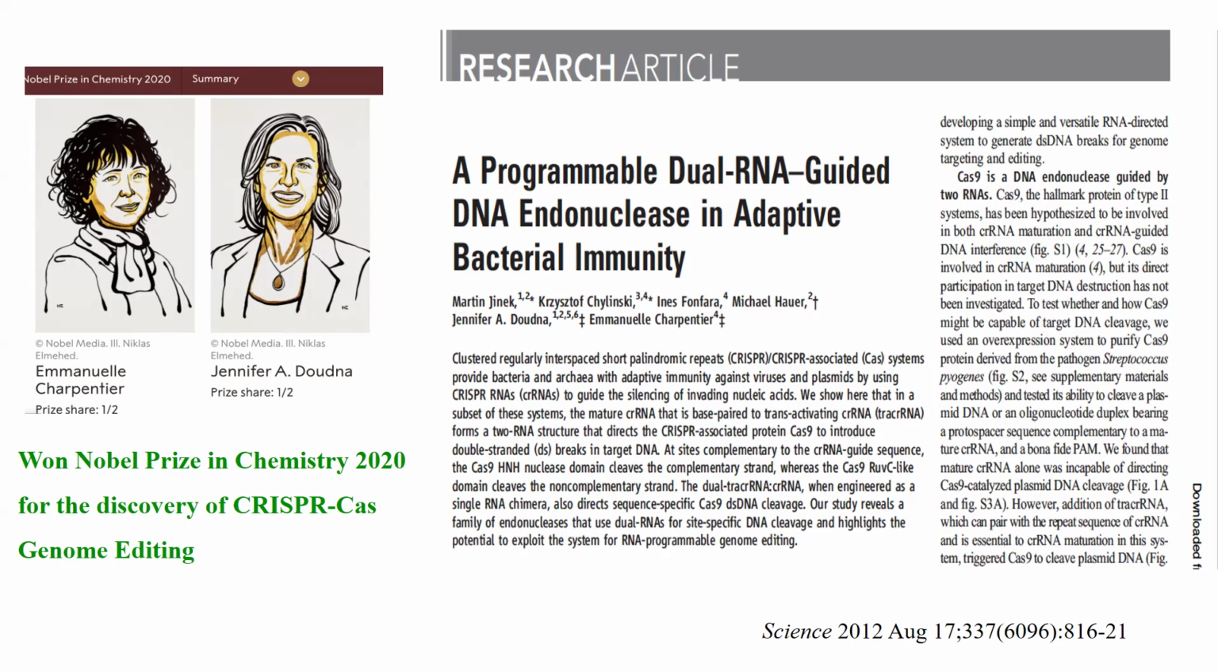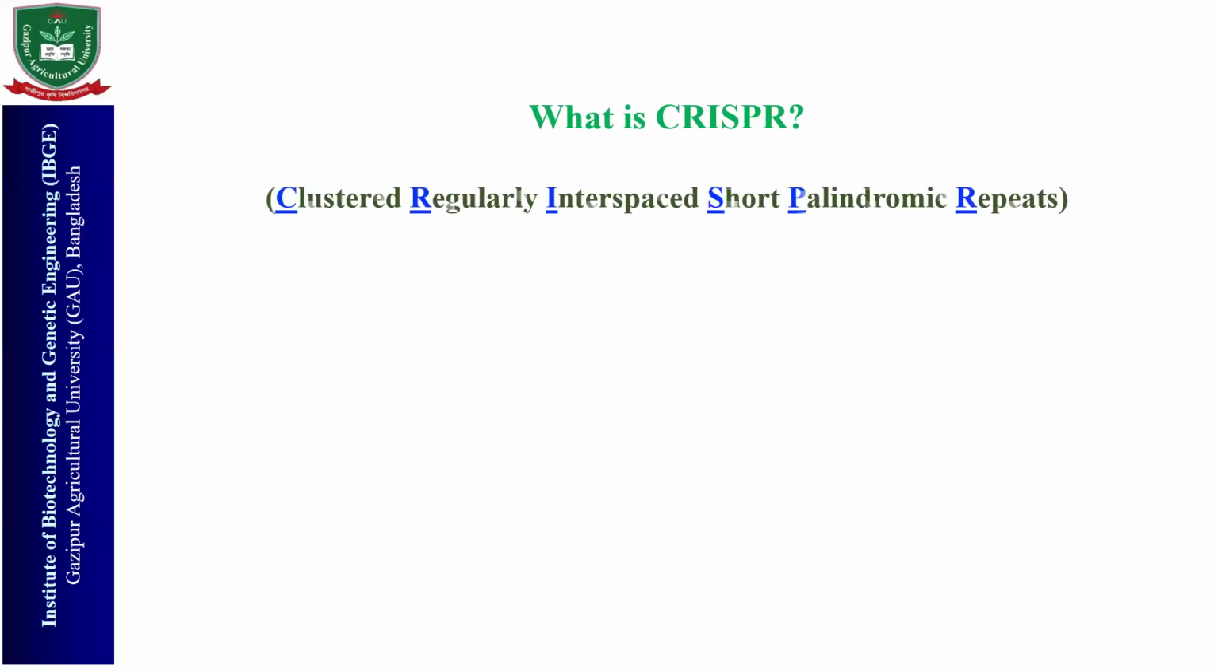under the pressure of bacterial infection. And Emmanuel Charpentier and Jennifer Doudna received the Nobel Prize in Chemistry in 2020 for this landmark discovery. Very interesting example: two female scientists got the Nobel Prize together, a 50-50 share. So what is CRISPR? Clustered regularly interspaced short palindromic repeats. CRISPR stands for a mouthful of words.